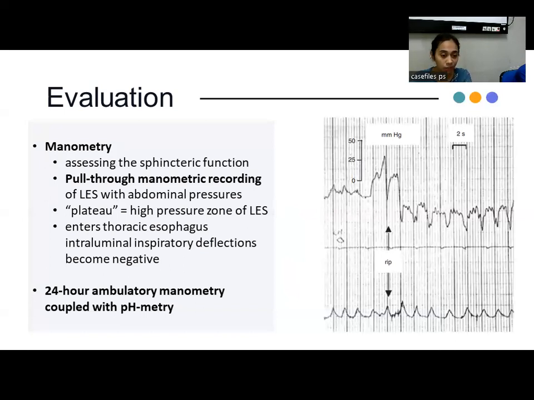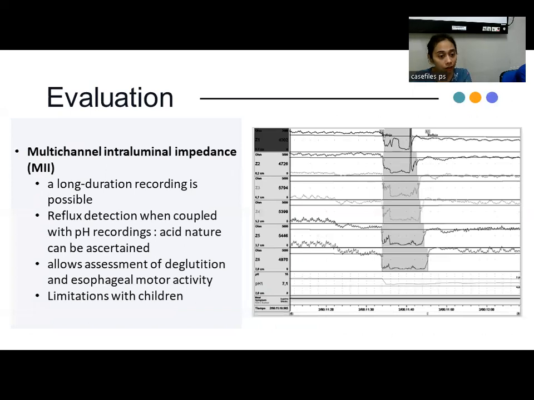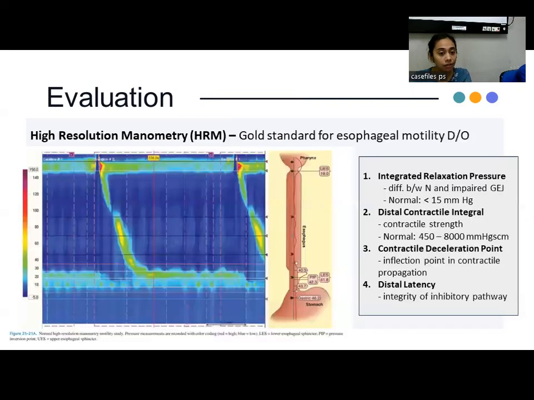which we can achieve. Another mode of evaluation is multichannel intraluminal impedance, using which a long duration recording is possible. The reflux detection is coupled with the pH recording, by which the acid nature can be assessed. This allows for assessment of deglutition and the esophageal motor activity. However, the use of this is limited in children. The high resolution manometry is the gold standard for the diagnosis of esophageal motility disorder.